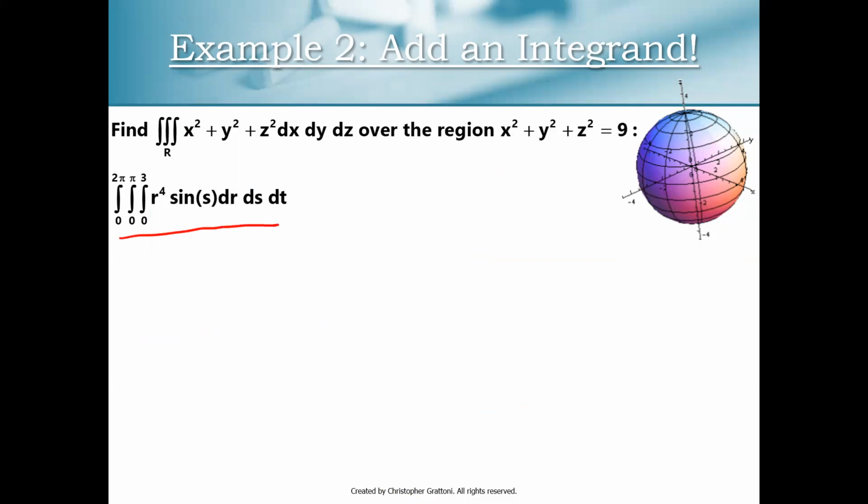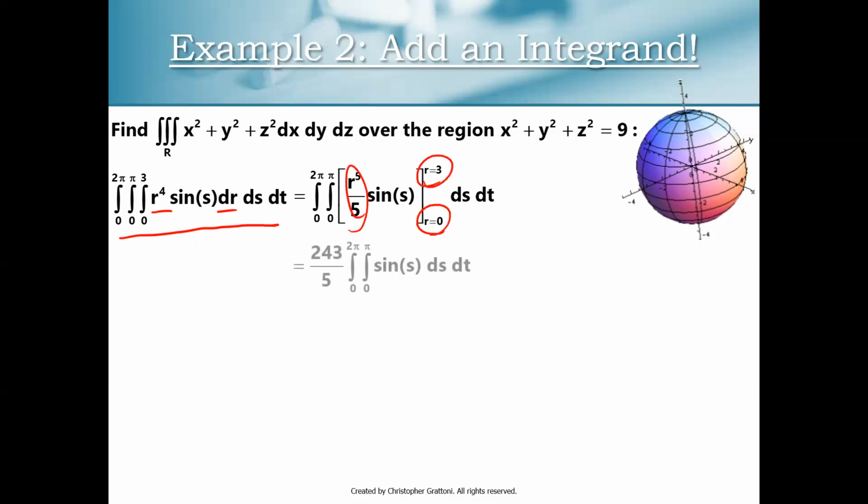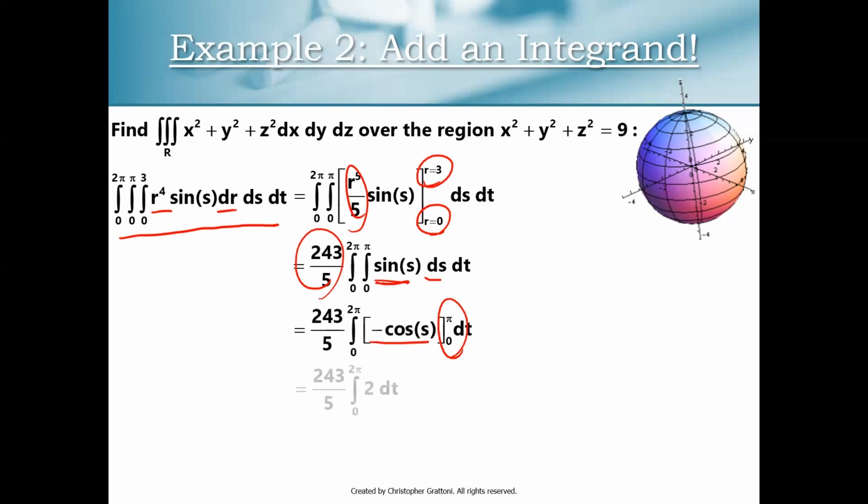All right, so here's our setup from the previous slide, and now it's just using the fundamental theorem of calculus 3 times in a row, right? So the antiderivative of r to the fourth with respect to r is r to the fifth over 5. Plug in r equals 3 and r equals 0. There we go. You could pull out any constants as you start accumulating them. So we just have a sine of s left over inside the now double integral. Now we're going to take the integral of sine of s with respect to s, and we get negative cosine of s. Plug in s equals pi and s equals 0.